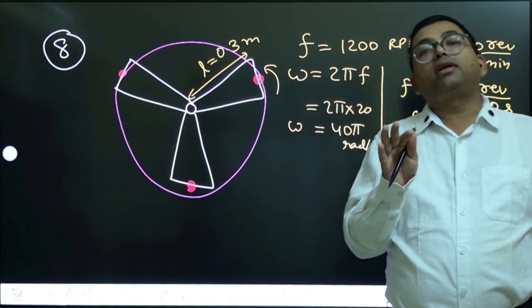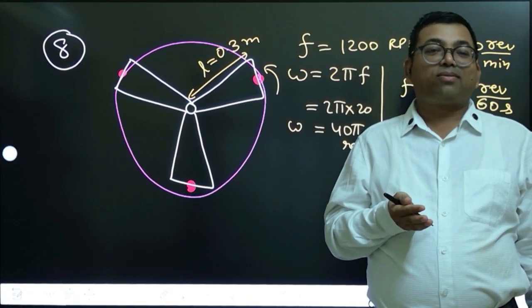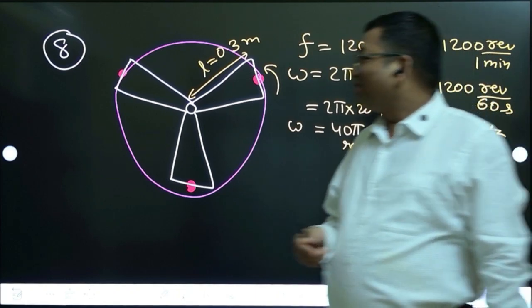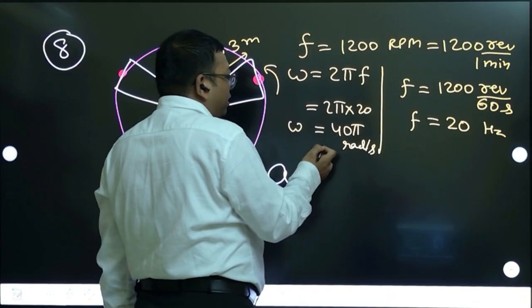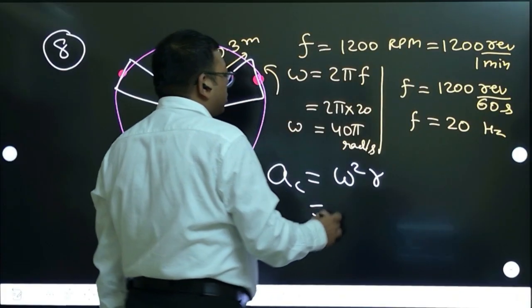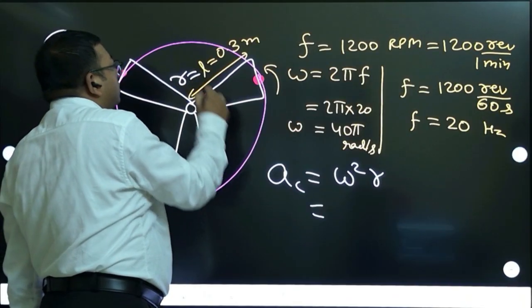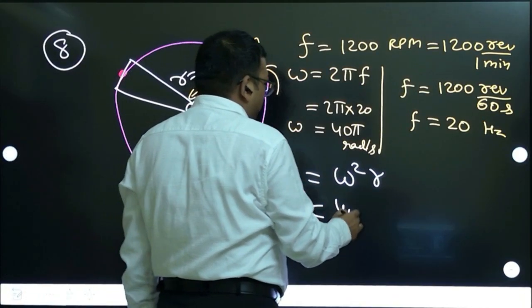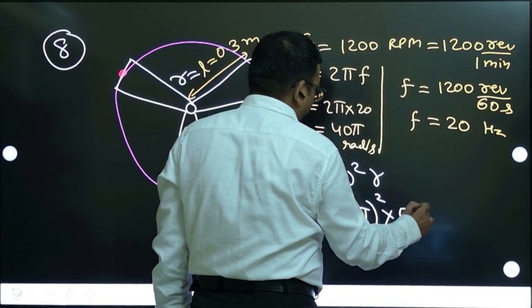That means you need to only calculate centripetal acceleration. Then, the centripetal acceleration formula, you know. Here omega we have calculated, so you can use omega square into radius. That's all. So omega and radius, this length is the radius here. Okay. Then you calculate. So 40 pi whole square into radius 0.3.